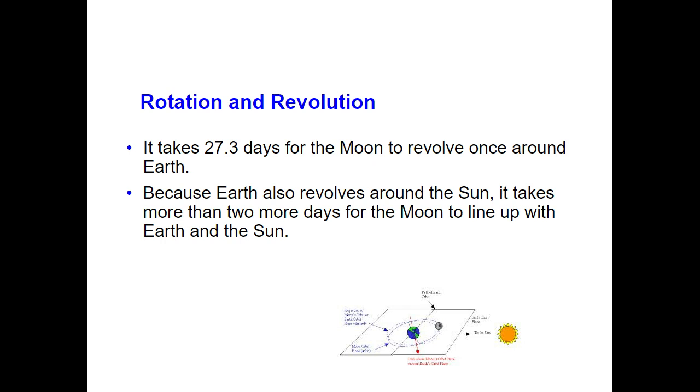So remember, rotation is one time on its axis, and revolution is one time around the object it is orbiting. So it takes around 27.3 days, almost 28 days, for the moon to revolve around the Earth. Because the Earth also revolves around the sun, it takes more than 2 days for the moon to line up with the Earth and sun. So basically 30 days to line up with the Earth and sun.